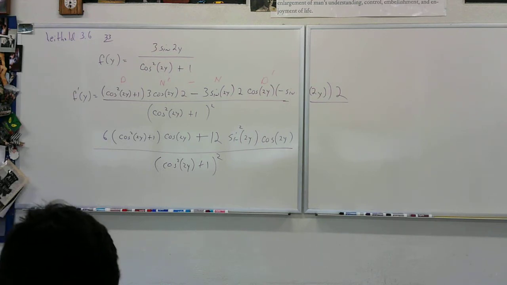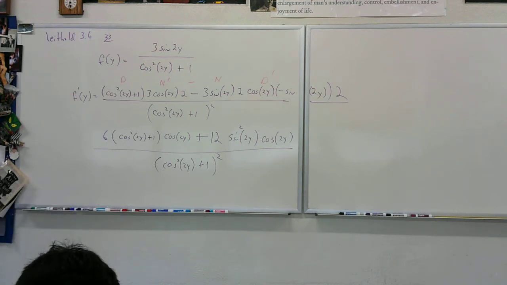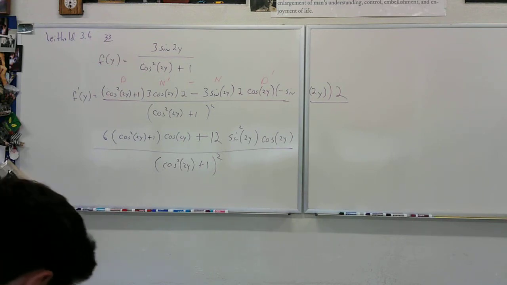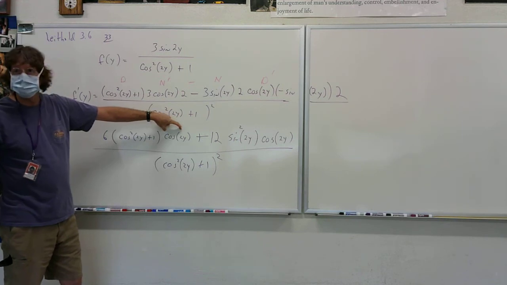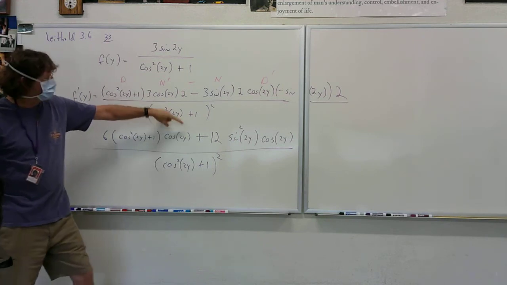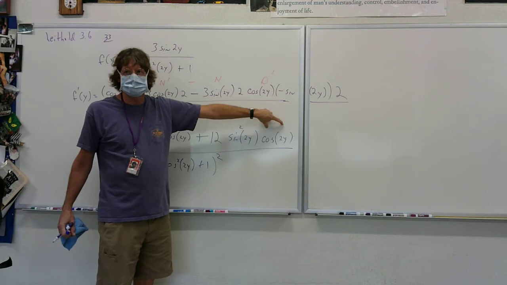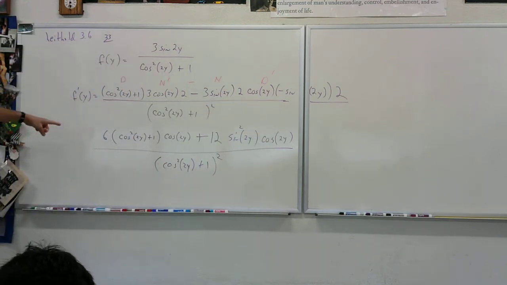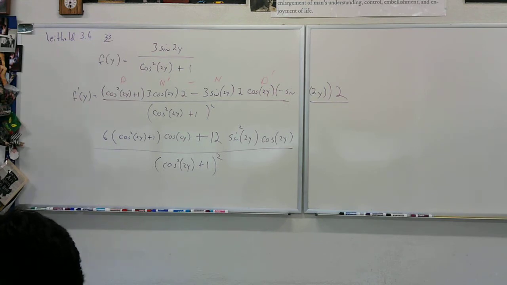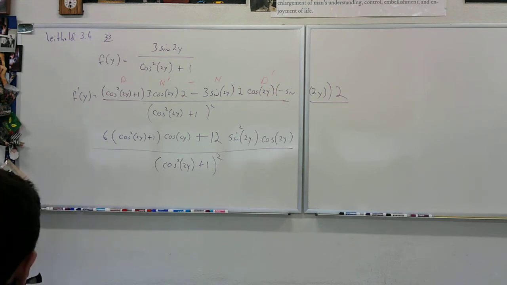Now, if I look at my numerator, there's some things that will factor out of that numerator, aren't there? Look at your plus sign right here. And look, cosine 2y here on this side of the plus sign, right? And what do you have over here? Cosine 2y. I keep looking at this 6 and wishing it was 12, but it's not. Okay, so I can definitely take out cosine 2y. Let's do that.